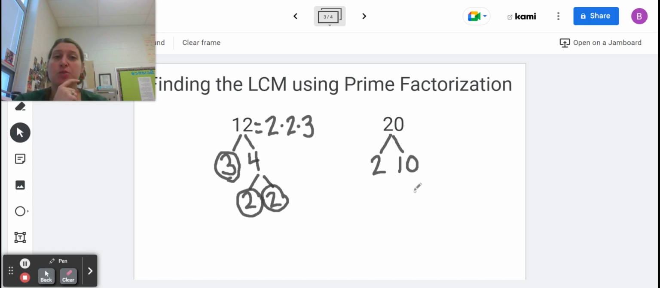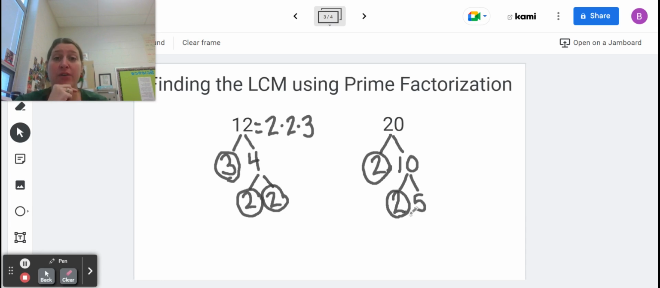Is either of these numbers prime? Yes. 2 is prime. So I'm going to circle the 2. 10 is composite. So I'm going to break that down. What two numbers can I multiply together to get to 10? 2 and 5. I already know that 2 is prime, so I'm going to circle it. Prime numbers get circled, composite numbers get broken down.